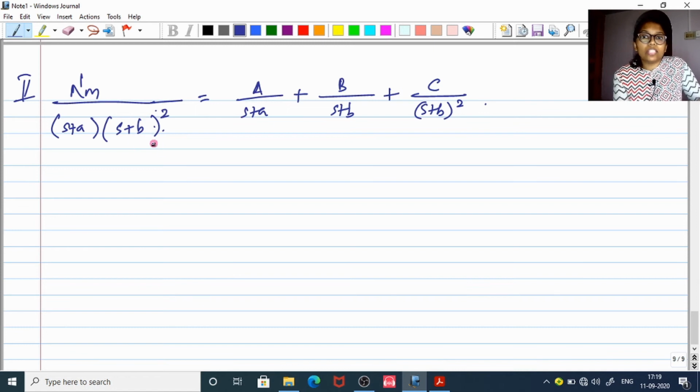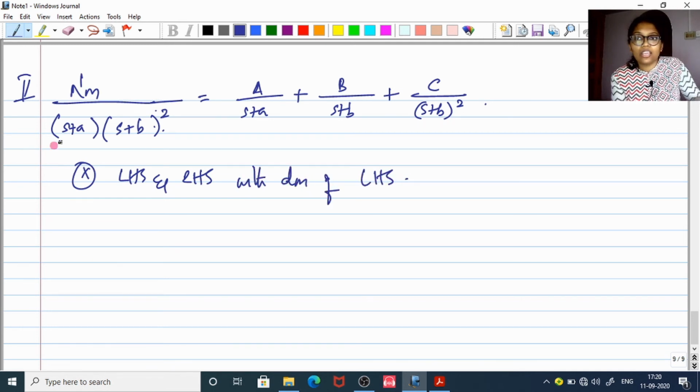So for the term which has a power 2, you have to split it into two terms, that is b by s plus b and c by s plus b whole square. If the power is 3, then you have b by s plus b, c by s plus b whole square and d by s plus b whole cube. That is, step by step we have to reach up to this power. And again multiply LHS and RHS, same step as previous, with the denominator of your LHS.